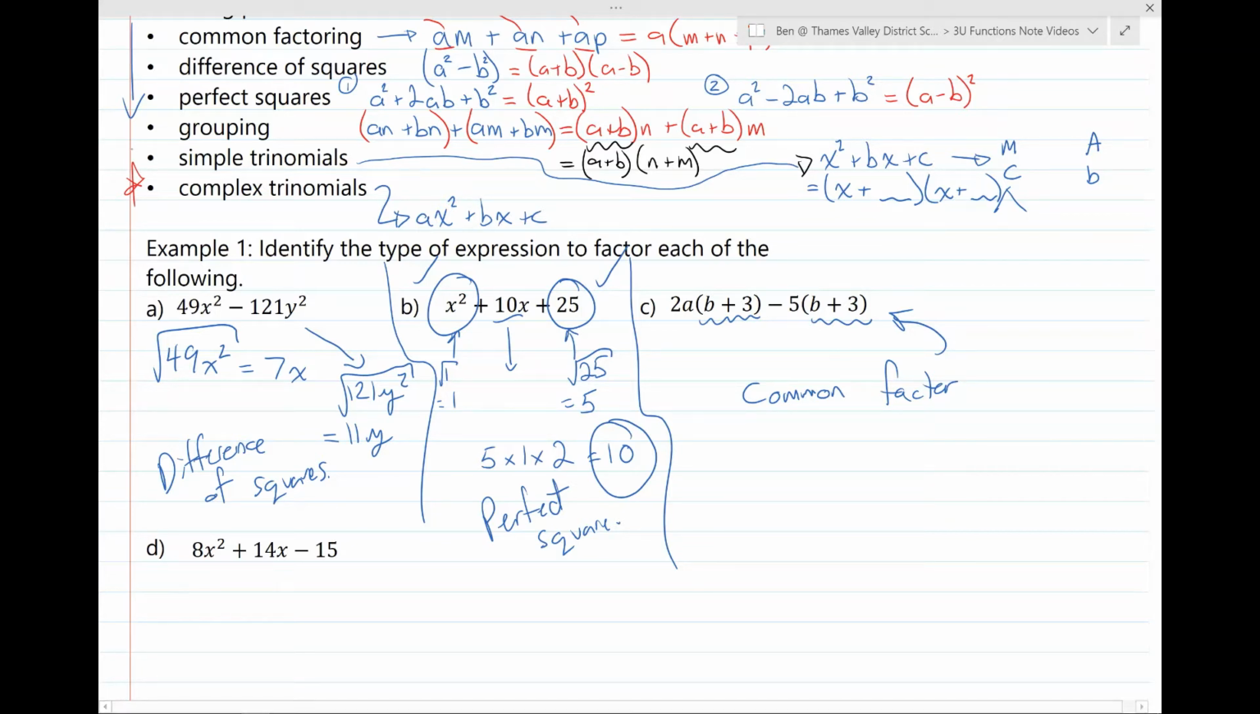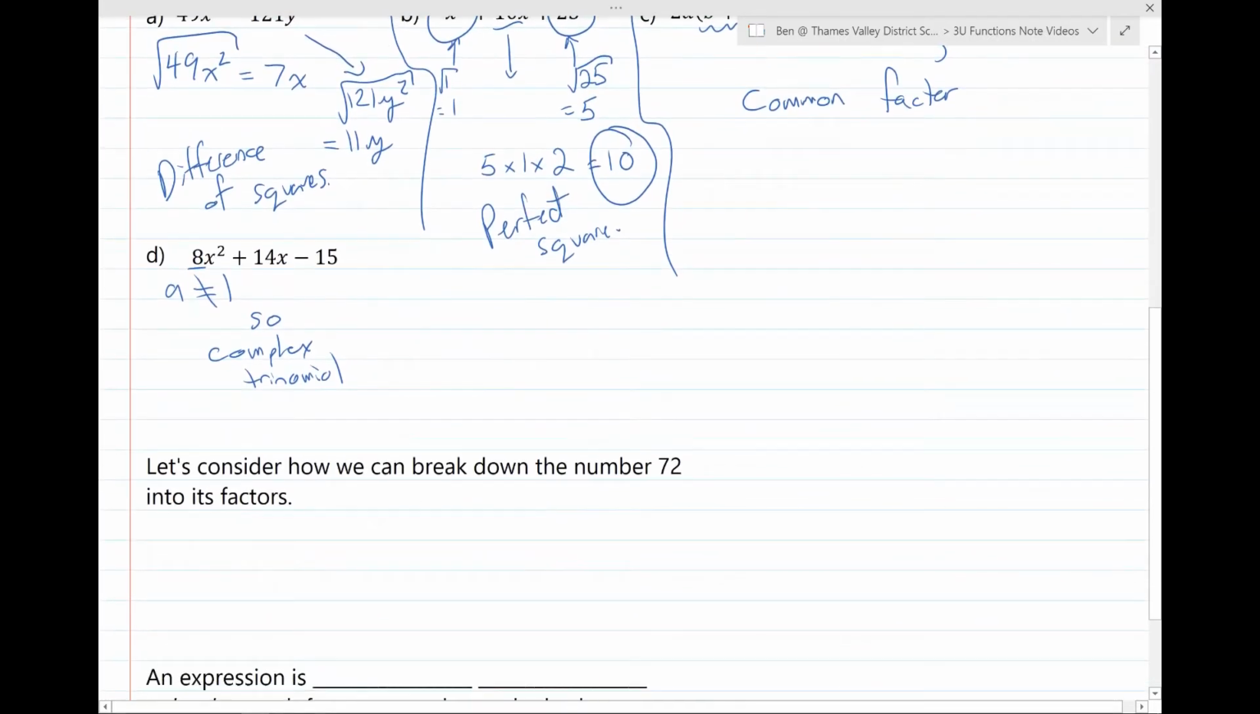So now we just need to identify, is this a simple trinomial or a complex trinomial? We can look at the first term here and realize that it's not equal to 1. A doesn't equal 1, so this is a complex trinomial. So we would solve that, again, using your favorite strategy, whether that's decomposition or looping or however you like to think about it.